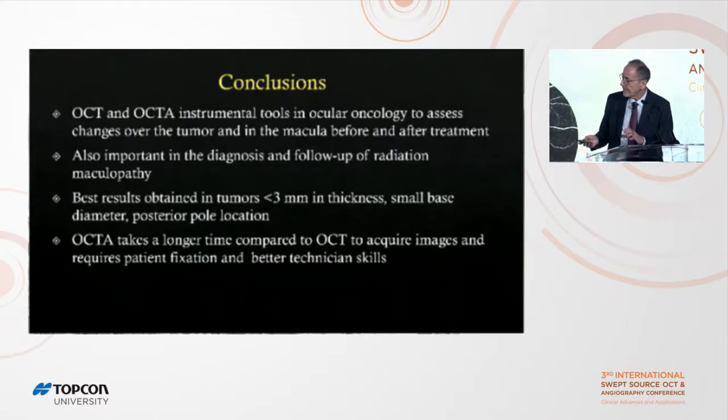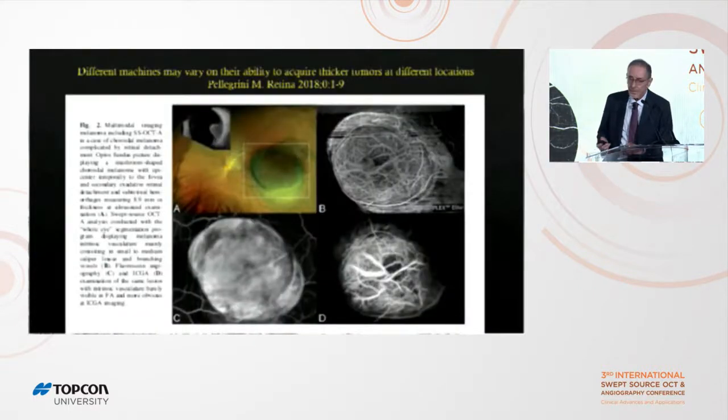OCTA definitely takes a longer time compared to standard OCT to acquire images, and requires patient fixation. This is important, and better technician skills. And one final word, different machines may vary in their ability to acquire thicker tumors at different locations. This is an astonishing paper by Pellegrini which was published in the journal Retina last year. And here you can see a tumor almost 8.5 mm in thickness being nicely shown on an OCTA platform.